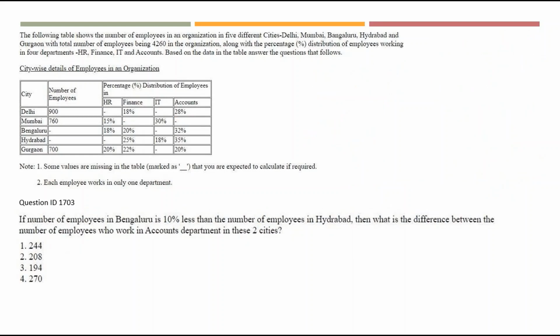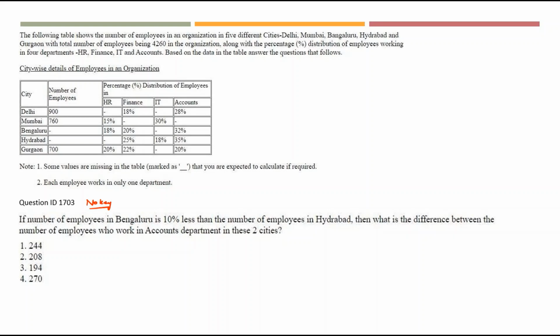Next question. This question is declared with no key. If the number of employees in Bangalore is 10% less than the number of employees in Hyderabad. So there it was 1 plus 40% in the previous problem.